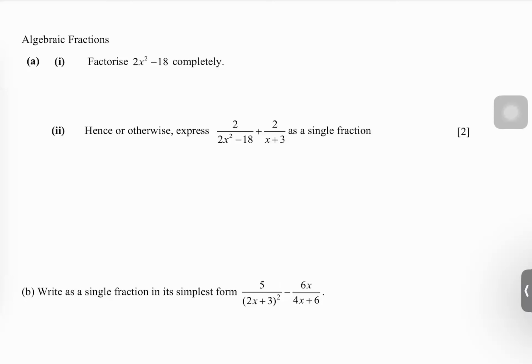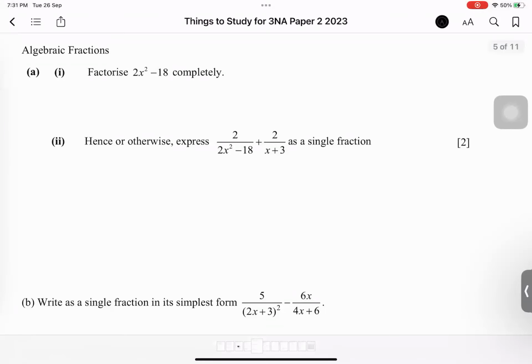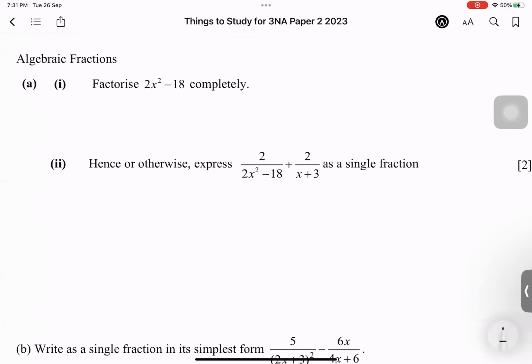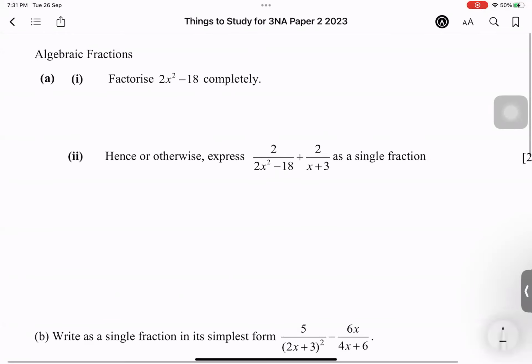Hi everyone. Today we are going to go through end of year things to study for G2 end of year exam paper 2. So tomorrow we're having the exam for paper 2. Here are some of the algebra questions that we'll be going through for this first part of the remedial. First one, for algebraic fractions and algebraic equation, factorize the following completely.